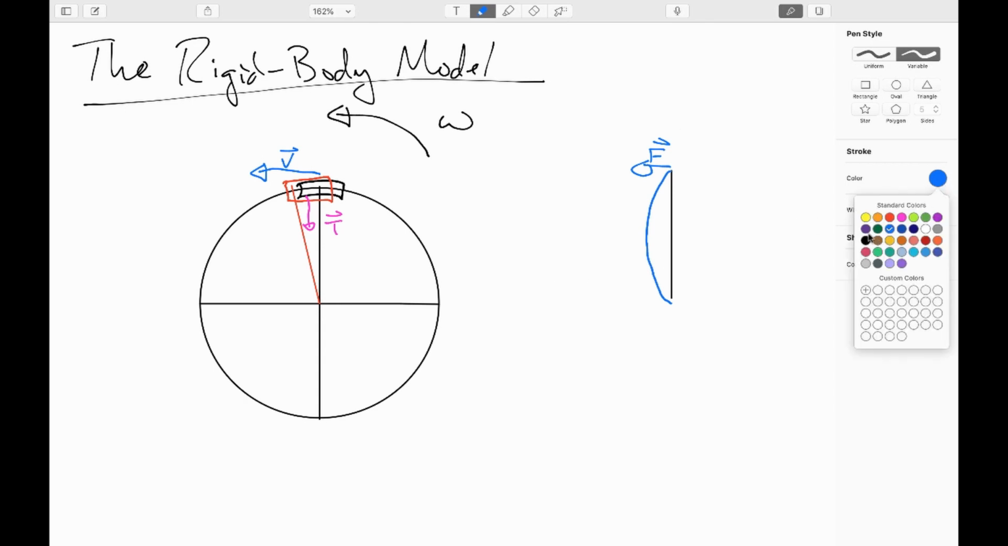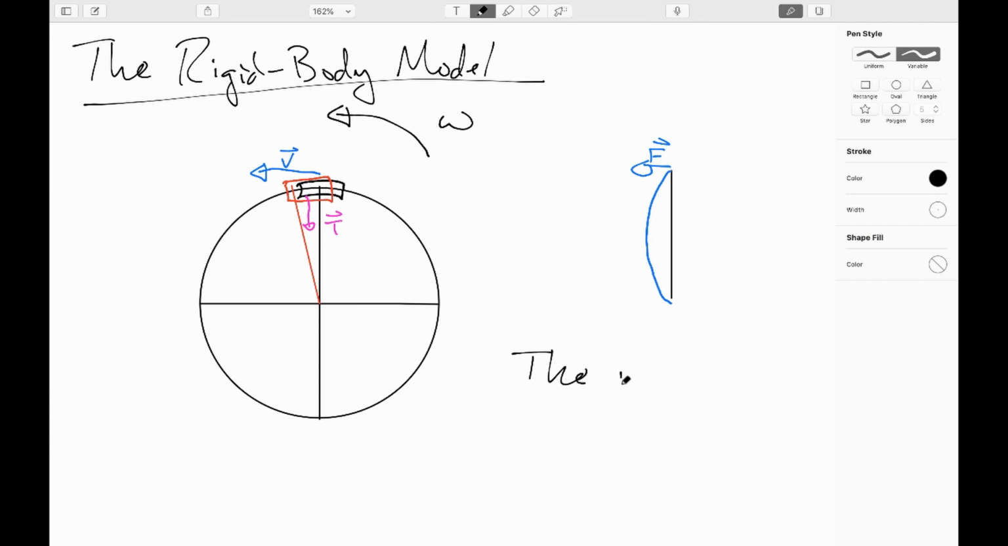So all of this is to say that there is no rotation without deformation.